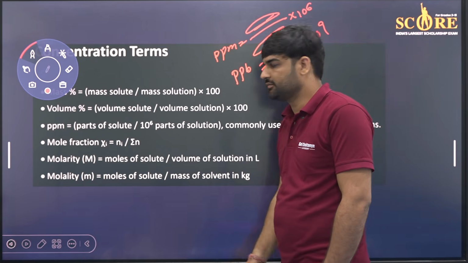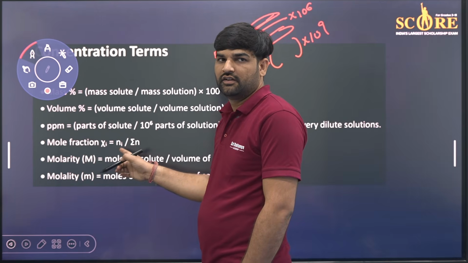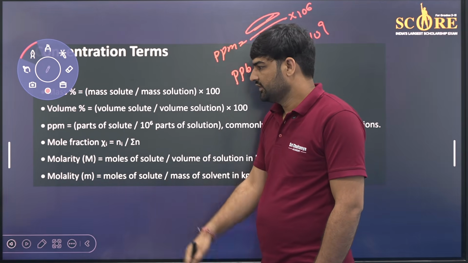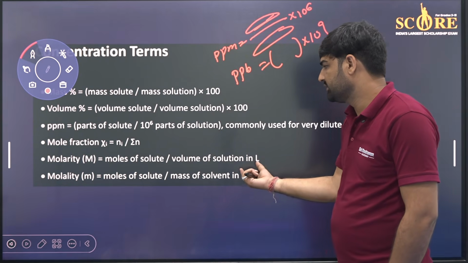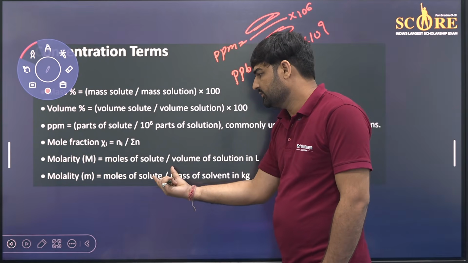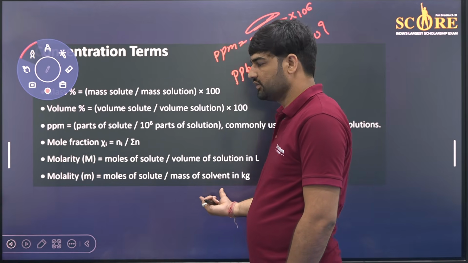Mole fraction is number of moles of solute divided by number of total moles. Molarity is number of moles of solute over volume of the solution in liter. Molality is moles of the solute divided by mass of the solvent in kg.